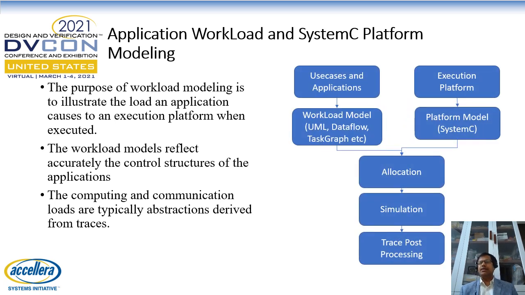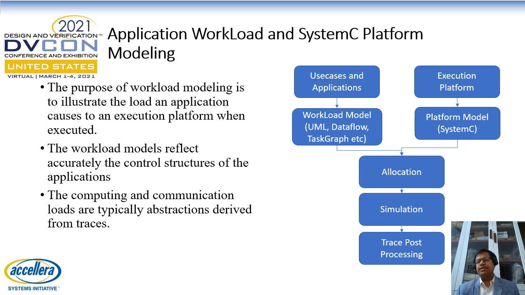So here is a simple flow chart. On the left hand side, you are able to see the use cases and applications that we want to try out. And from these use cases and applications, we try to extract the corresponding workload model. So it could be captured in UML format or some kind of a data flow format or task graph, Kahn process networks, etc. On the right hand side, you see the execution platforms on which you want to try out these particular use cases, right? And from these, you derive the corresponding platform model, which are usually written in SystemC.